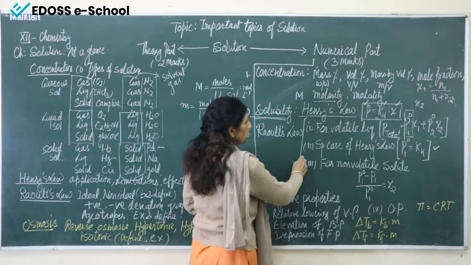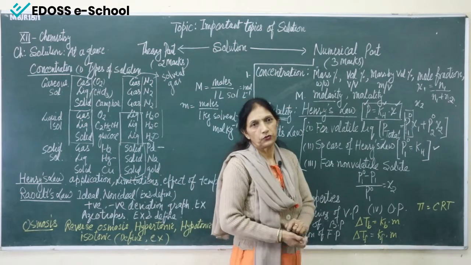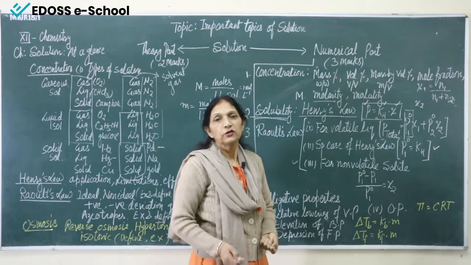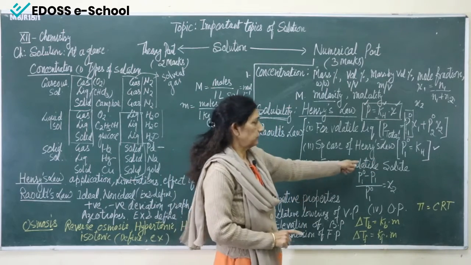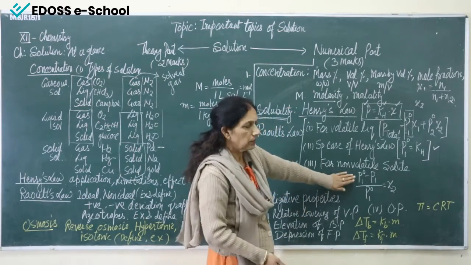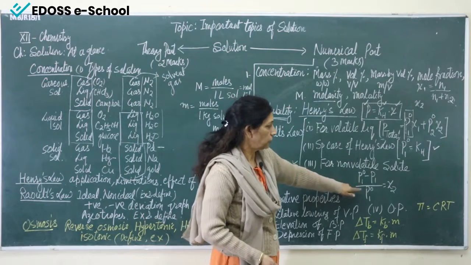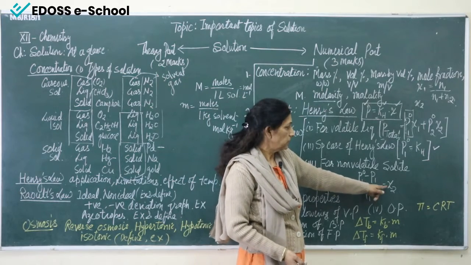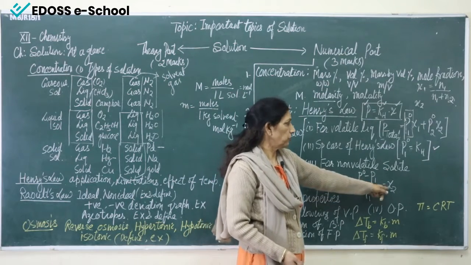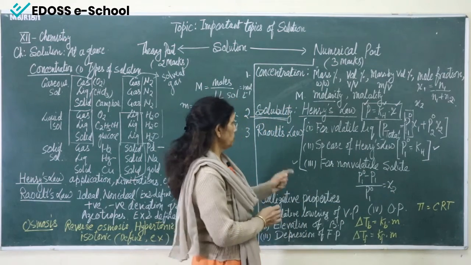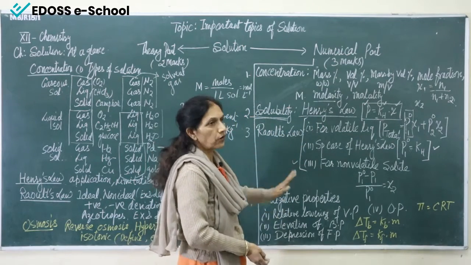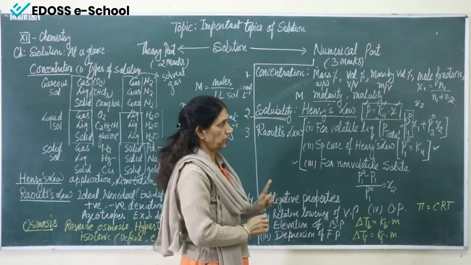And third is Raoult's law for non-volatile solute. If the solvent is volatile but the solute is non-volatile, then the formula is this. This is the relative lowering, which is equal to x2, where x2 is the mole fraction of solute. This is for non-volatile solute. So three types of numericals you can get from Raoult's law, and you have to prepare them.